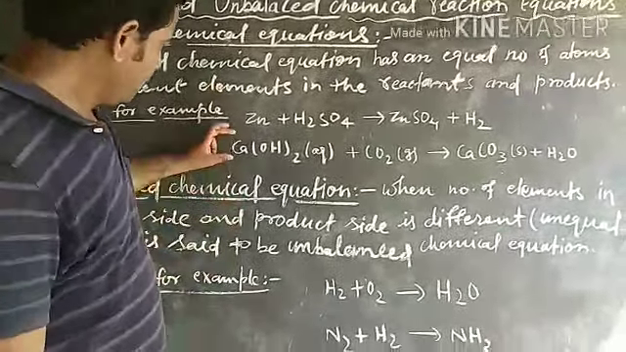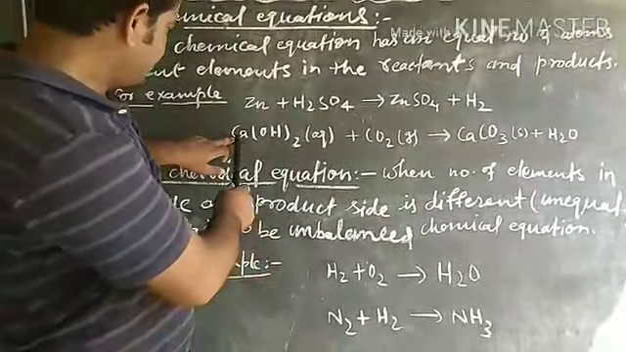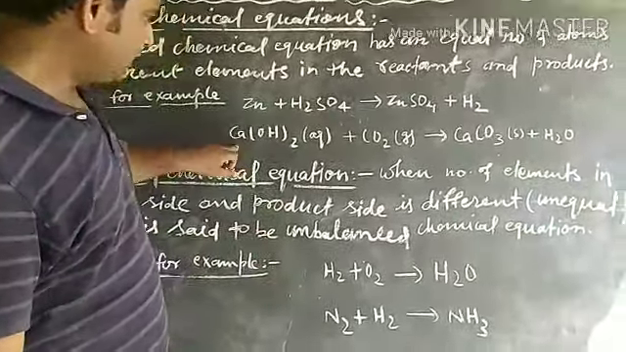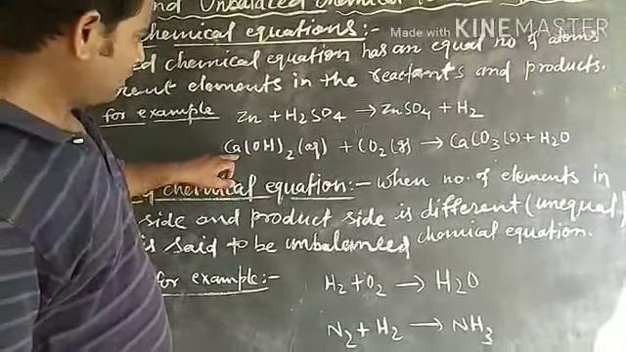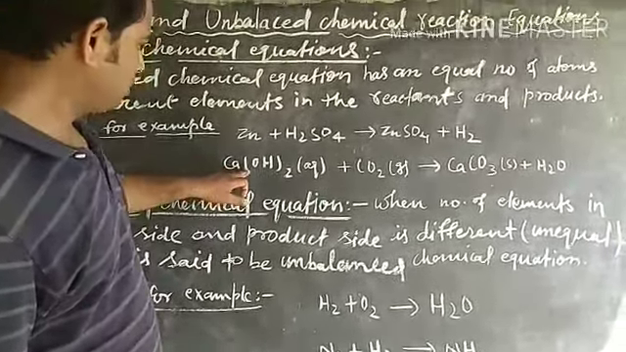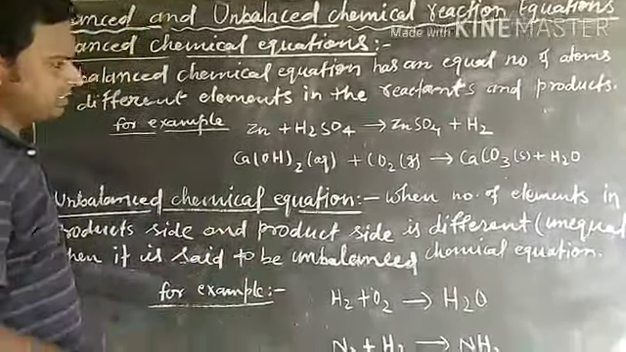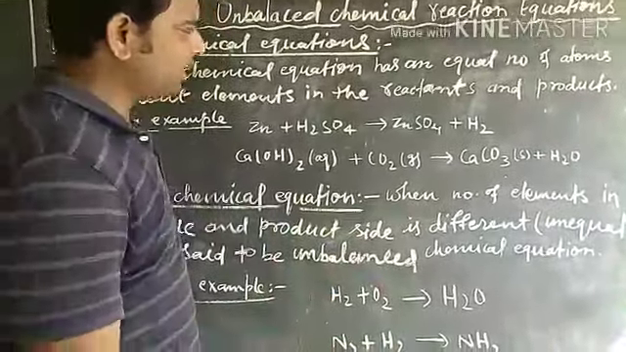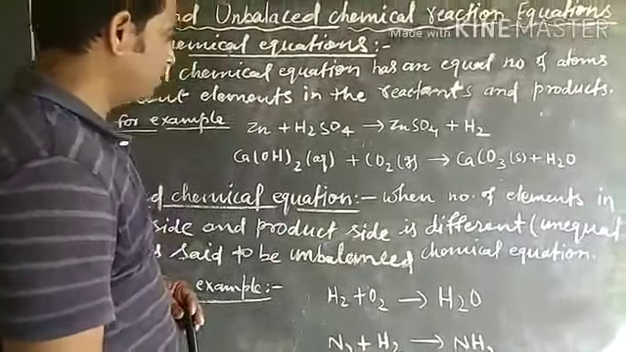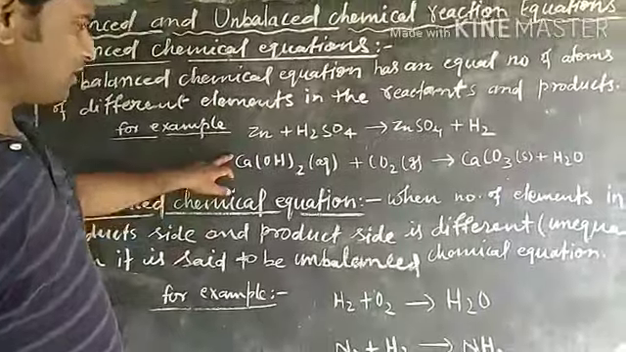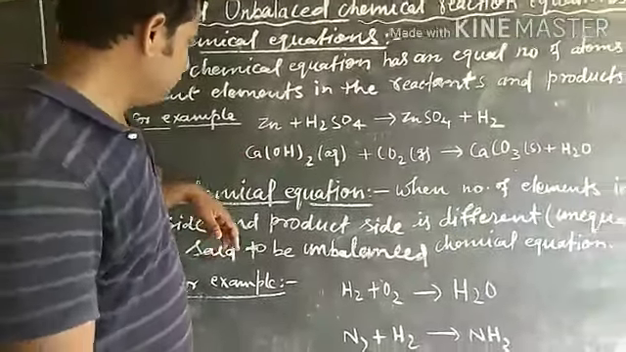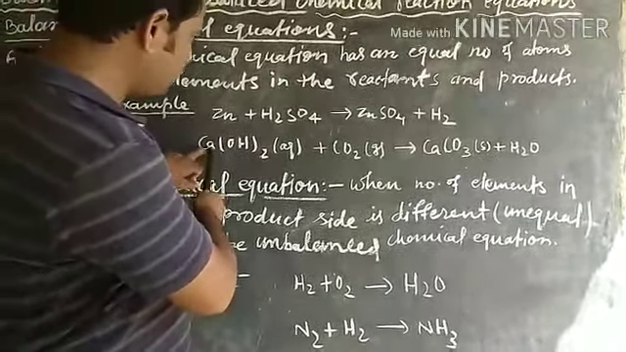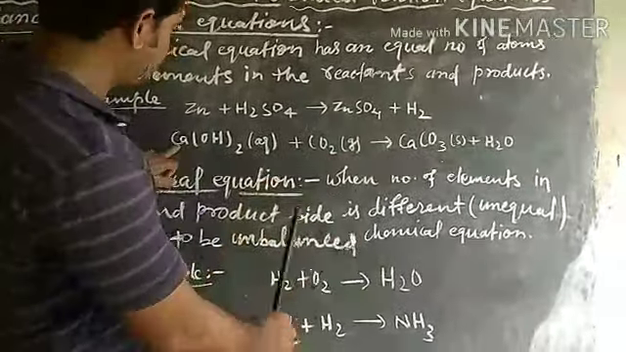Now come to this example. Ca(OH)2 reacts with CO2, then CaCO3 and water are formed. Now we have to check whether this equation is balanced or not. The number of calcium atoms on the reactant side is 1 and on the product side is also 1, so calcium is balanced.